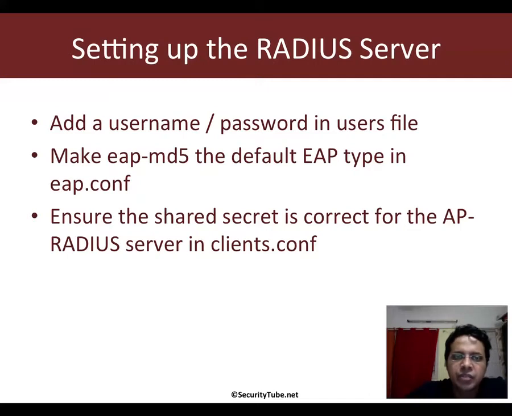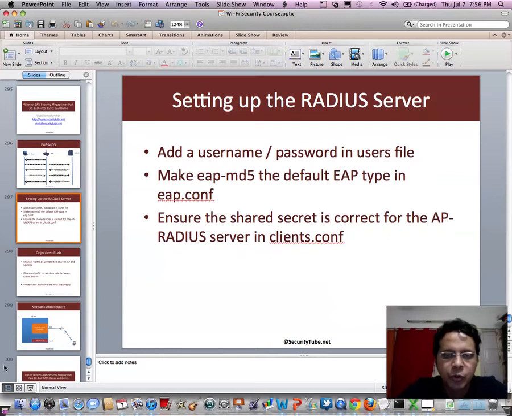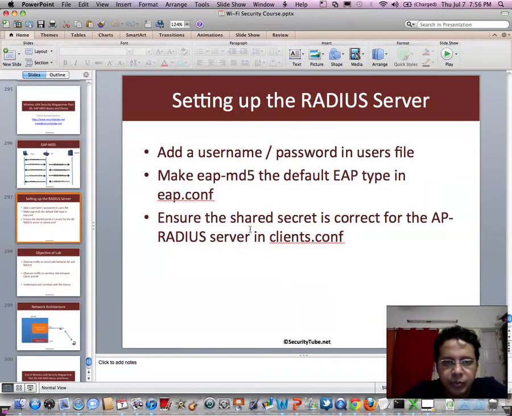So the first thing we need to do is set up the radius server with some appropriate configuration for EAP MD5. Now, for EAP MD5, you would require a specific username and password to be set on the radius server, using which the client would authenticate, right? So how would we do that?